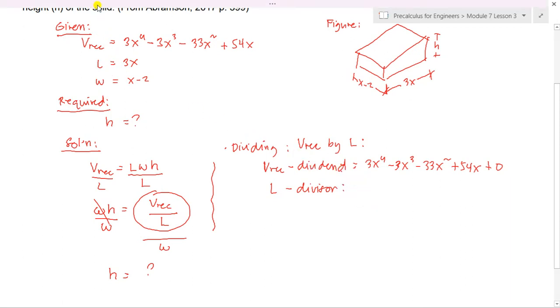Our divisor is our length, which is 3x. Since we're going to use synthetic division, we equate our divisor to 0, then divide both sides by 3. Now our x is equal to 0. That is what we will plug into the synthetic division.